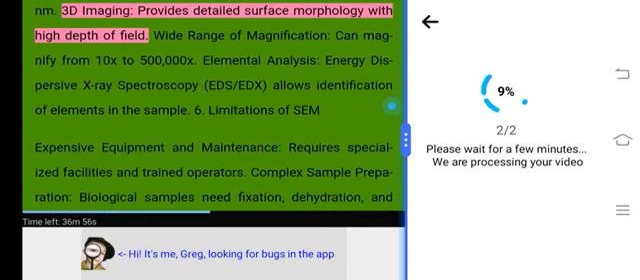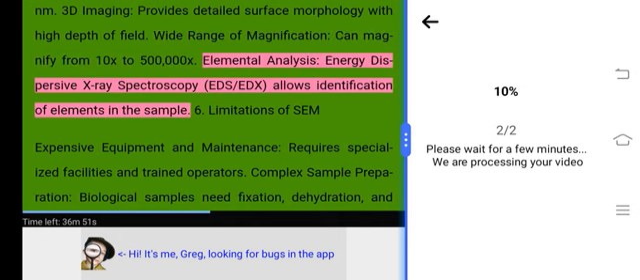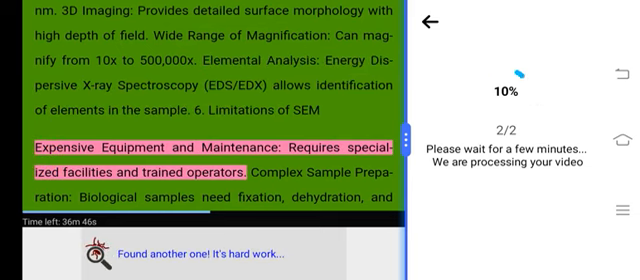3D imaging, provides detailed surface morphology with high depth of field. Wide range of magnification, can magnify from 10x to 500,000x. Elemental analysis, energy dispersive X-ray spectroscopy, EDS/EDX, allows identification of elements in the sample. 6. Limitations of SEM. Expensive equipment and maintenance, requires specialized facilities and trained operators.